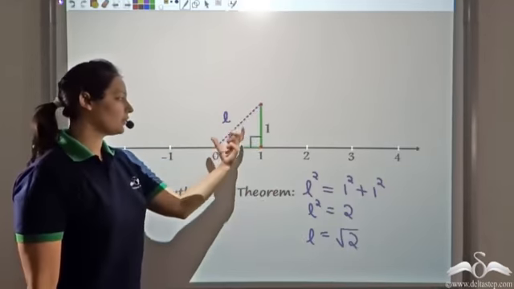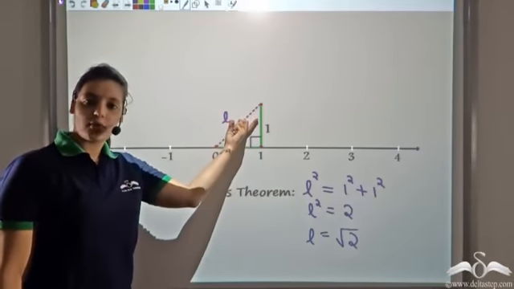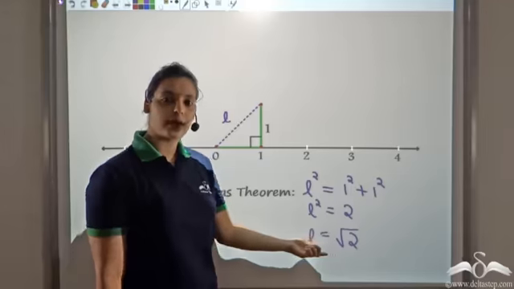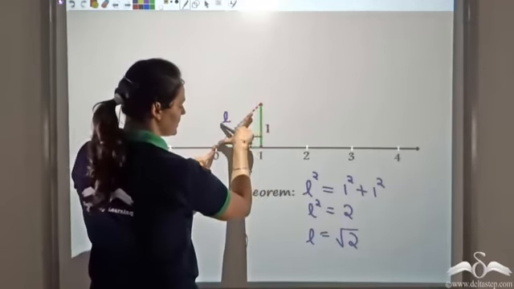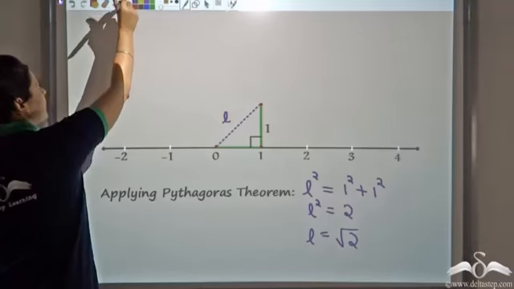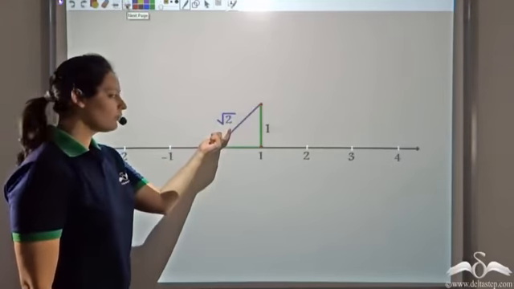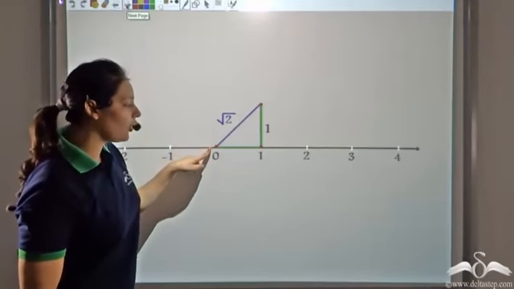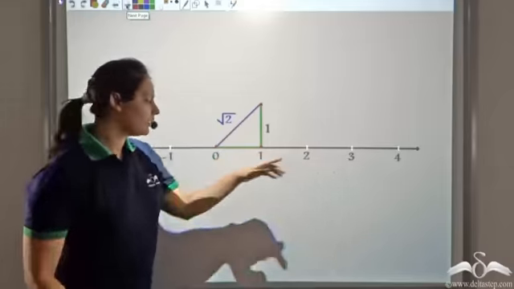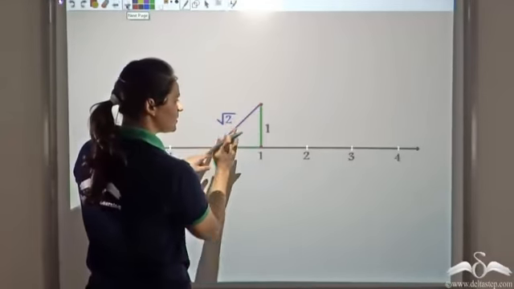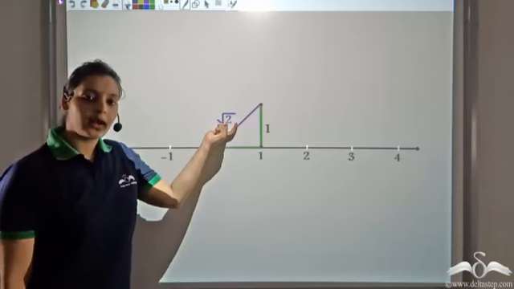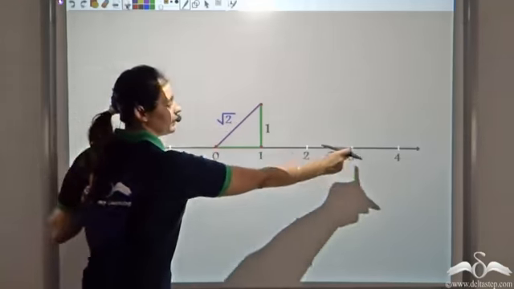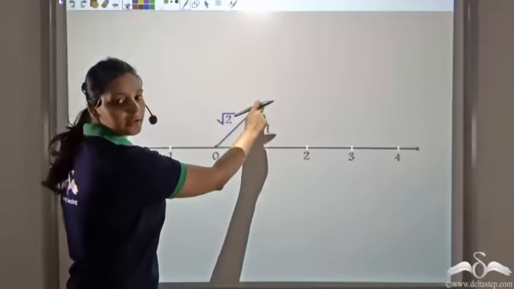Why positive? Because this length has to be positive. We can ignore the negative square root. So I get that this purple side is of length under root 2. So now, how do I plot under root 2 on the number line? I know this is under root 2 distance, this point from this point, but I need to find under root 2 distance on the number line. This point does not lie on the number line.